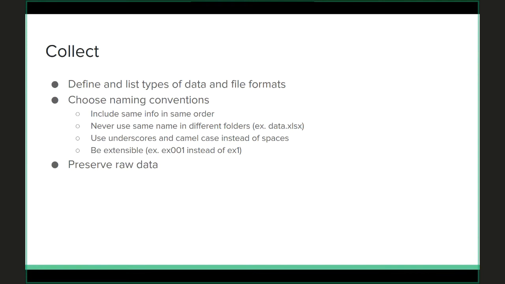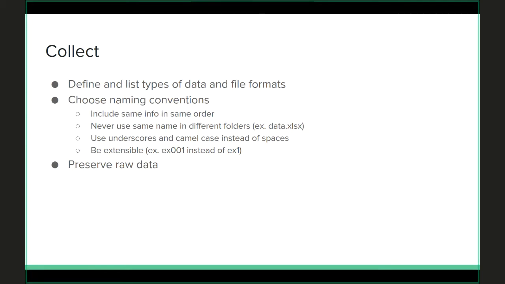You want to use underscores and camel case instead of spaces, because sometimes operating systems decide not to like spaces in file names. And you also want to be extensible. So instead of naming something X1 for experiment 1, name it X001. That means you could have 100 files instead of just one, and then it will show up in order.